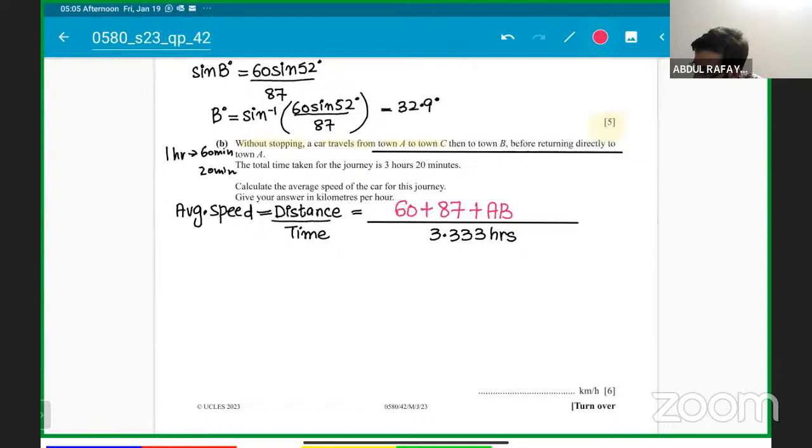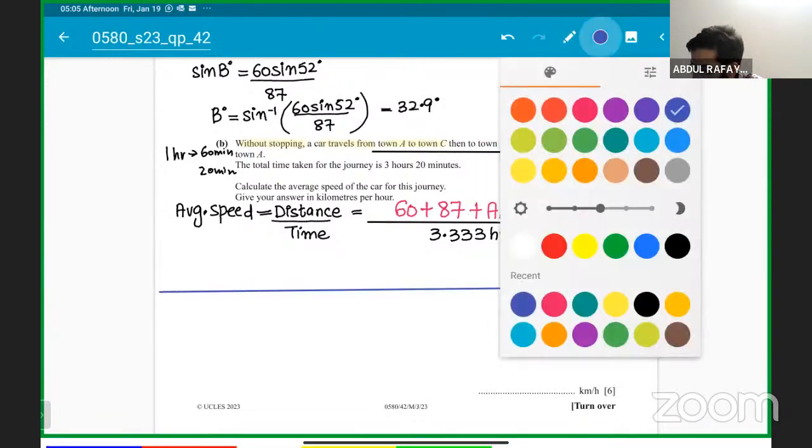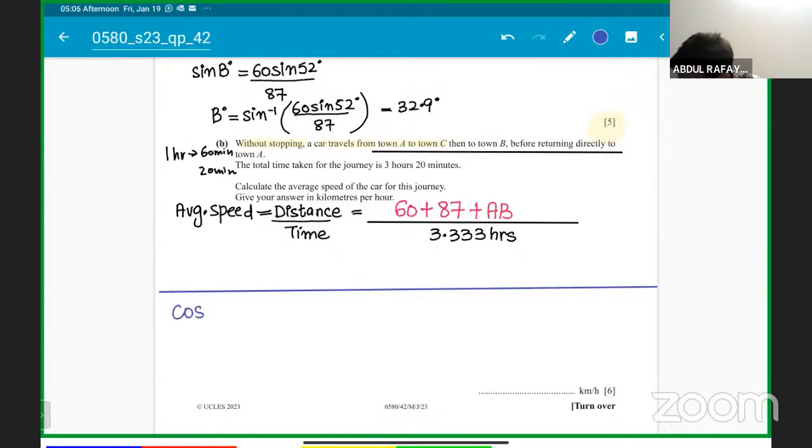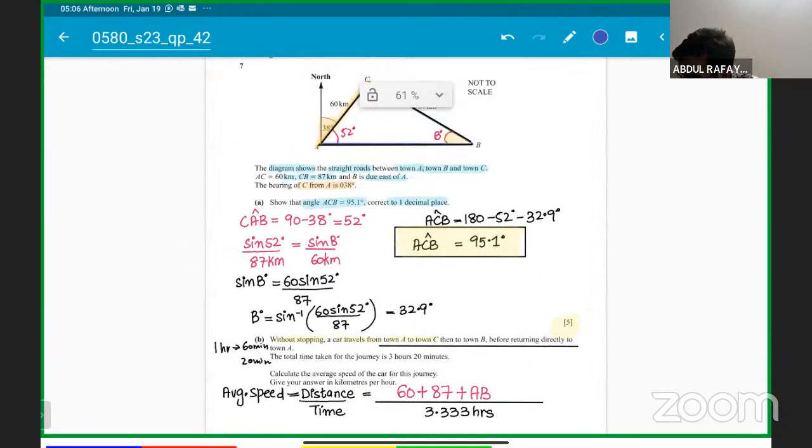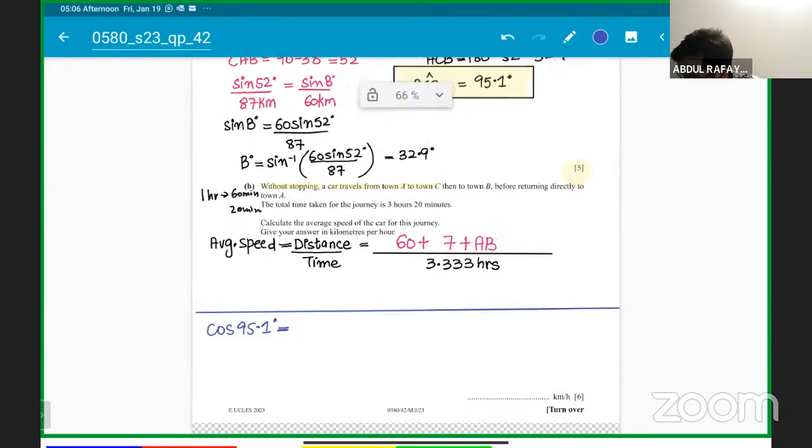And that is why these type of questions are critical, because they will test you on this thing, always remember. Okay, so you'll apply the cosine rule now. That is cos 95.1 angle is equal to the adjacent sides added up. So adjacent sides will be added up: 60 square plus 87 square. The 95.1 angle is taken. Opposite side we have to find, students, okay?